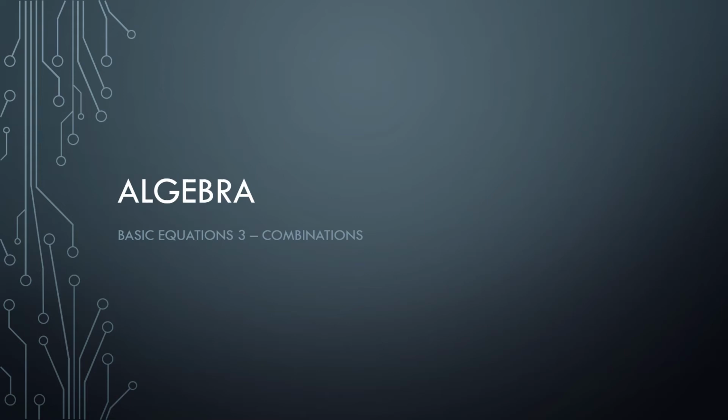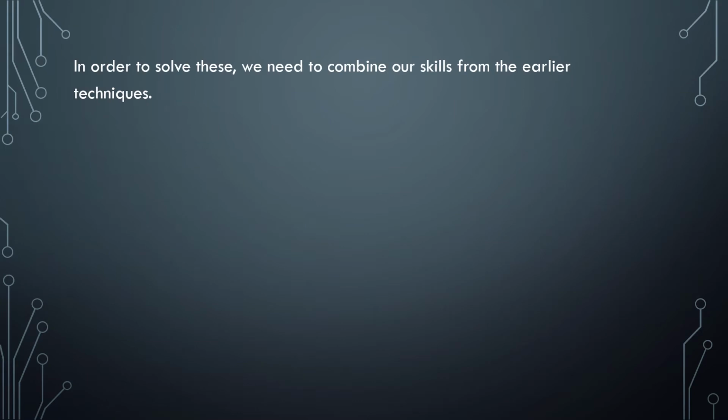So what we're going to look at here is solving equations that involve a combination of the two things that we've already looked at. So what do we mean by that? Well, we are simply going to combine the skills that we've already done. So we're going to look at solving equations that involve addition and subtraction, and equations that have a bit of multiplication in them.